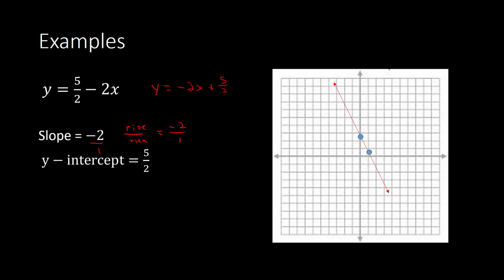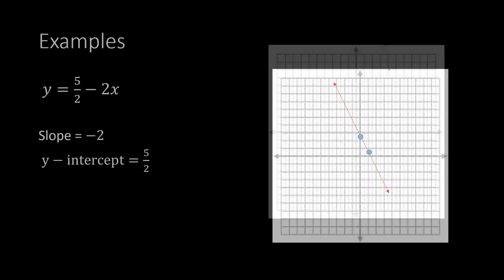Now the question is, what if it's not in this format? What if it's not y equals something? So let's say you had something like this, where you have x minus y plus 1 equals 0. Well, it's not y equals, so I cannot just say the slope and the y-intercept. I need to rearrange this so that it will be in slope-intercept form.